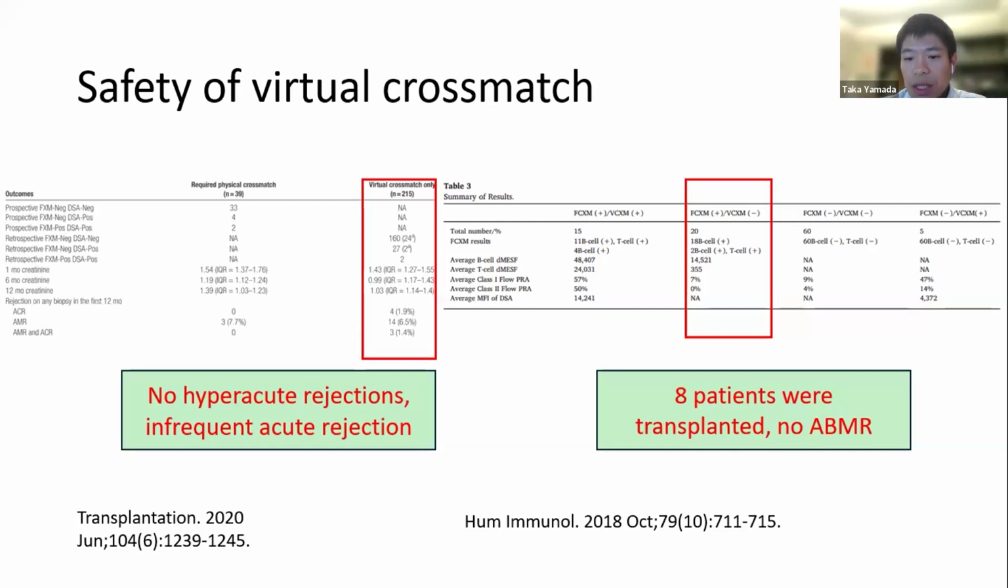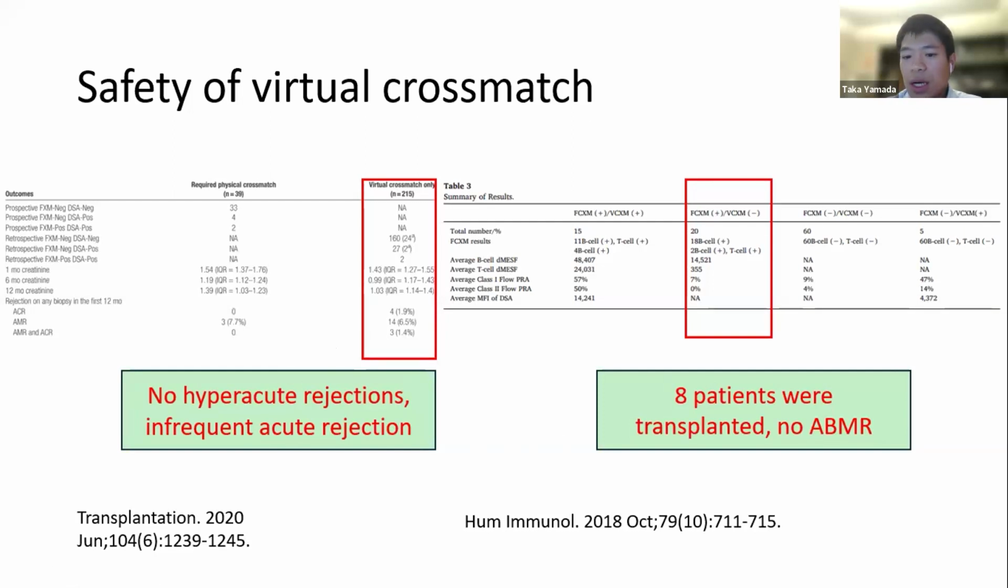Among the 215 patients who were transplanted based on a virtual crossmatch, there was no hyperacute rejection, and very infrequent acute rejection. T-cell mediated rejection was 1.9%, antibody-mediated rejection was 6.5%, and mixed rejection was 1.4% in the first year.